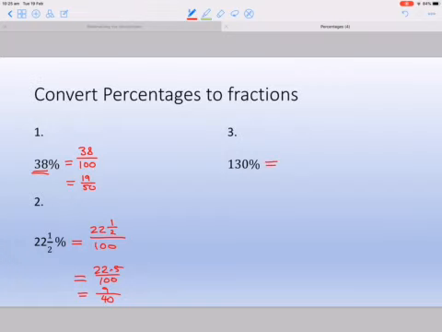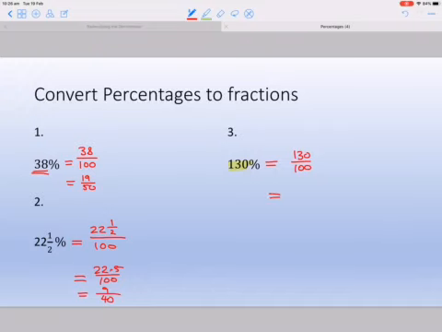So let's do it one last time. 130 over 100, okay? Even if it's a big number, if we're converting it to a fraction, we're just putting it over 100 if it was a percentage. So even if it was 1,600,000%, to convert it to a fraction would still be that same number over 100. Okay, we're not doing that one though. Let's get back to the one that we're doing.